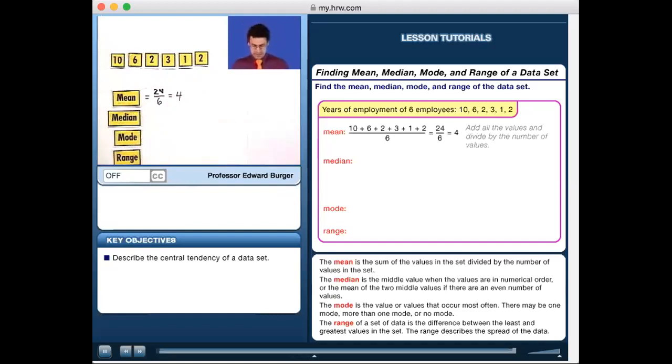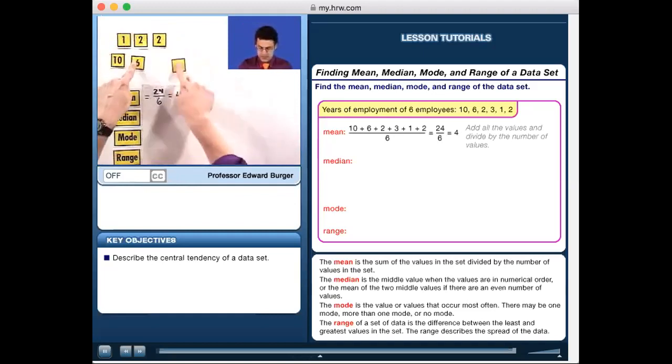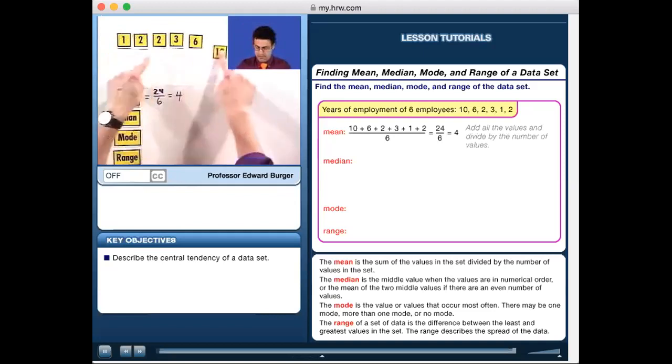Well, to compute the median, what we do is we take this list and we order the numbers from smallest to largest, which I'm doing right now live. There we go. I think we've got them all.